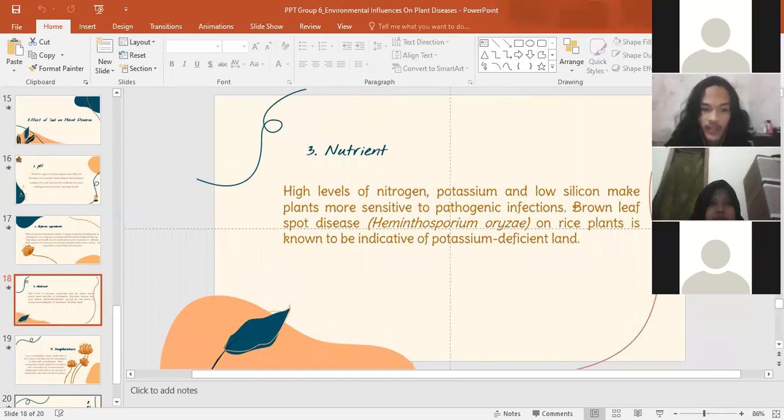Number three, nutrient levels. High levels of nitrogen and low levels of potassium and silicon make plants more sensitive to pathogenic infection. Brown leaf spot disease, or Helminthosporium oryzae, on rice plants is known to be indicative of potassium deficient land.